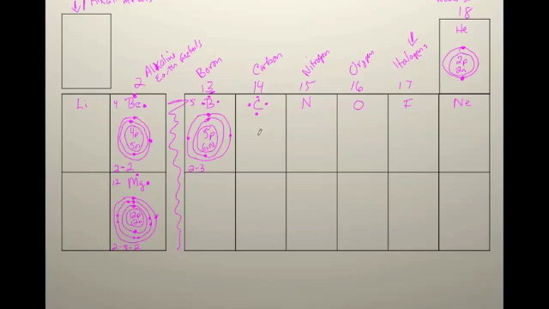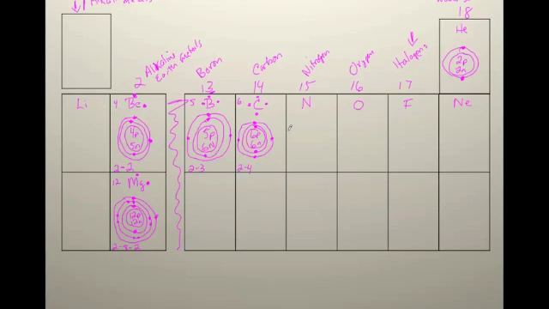Carbon has an atomic number of 6, so it has 6 protons and 6 neutrons, because atomic mass is 12. So it's 2 electrons on the K shell and 4 electrons on the L shell.